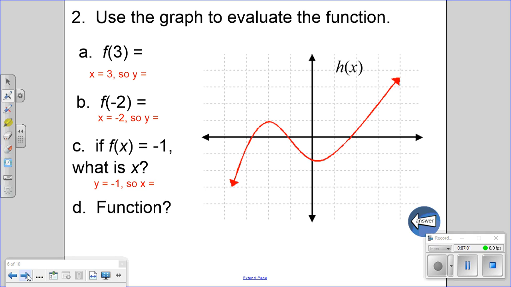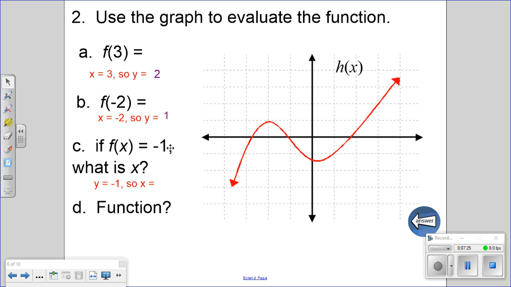Okay, use the graph to evaluate the function. So f of 3, remember what this is saying. This says go to x being 3 and figure out the y value. So the y value here is indeed 2. Again, f of negative 2 says find where x is negative 2, then find its y value. That y value is 1.